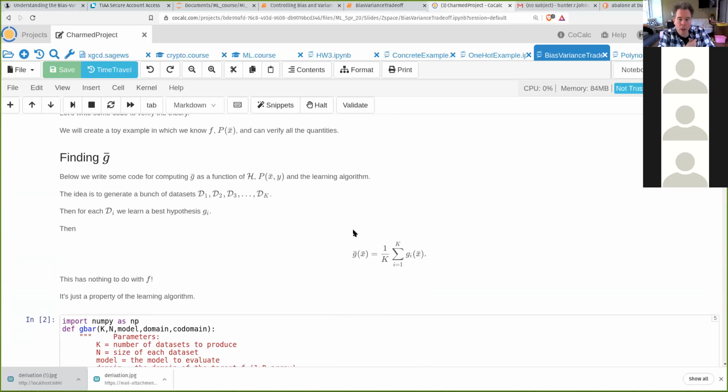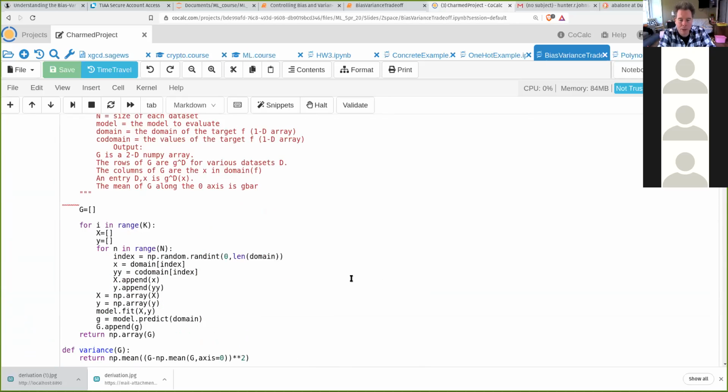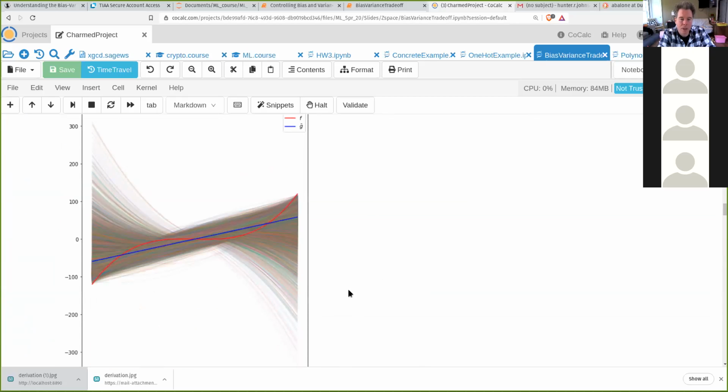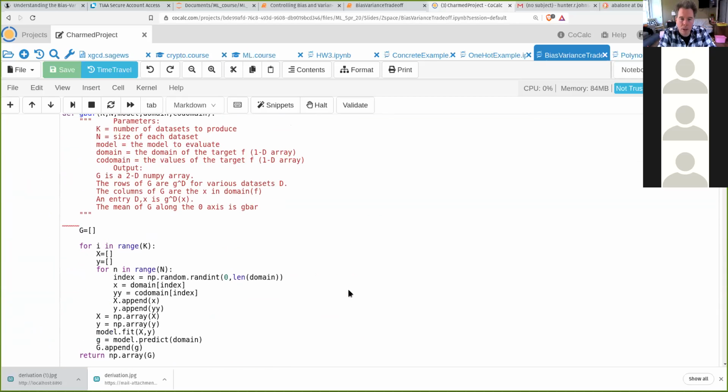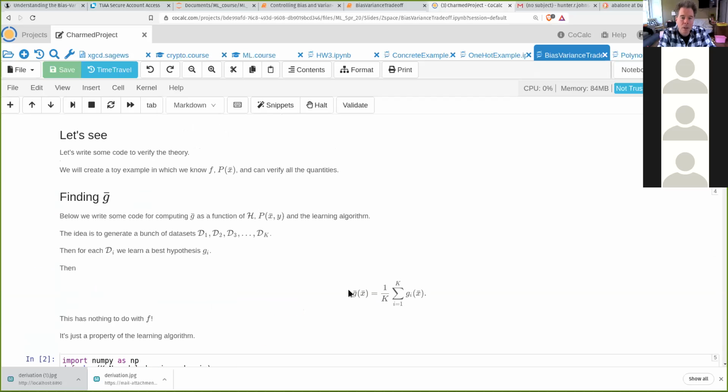So one way to get an idea of what G bar is. Now I'm just making up some data that's going to give us some pretty pictures here. So this is not of practical importance. We're just trying to understand the theory better. So what we're going to do is make up, we're in this control situation that we invented. We make up a bunch of data sets. And then for each data set, we get some best hypothesis G i. And then we're just going to average all of those, and we're going to let that be a stand-in for G bar.